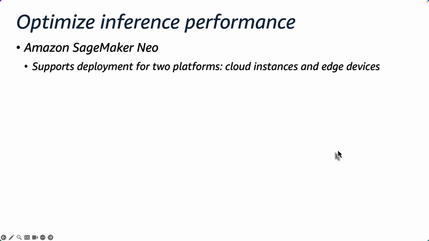SageMaker Neo is a capability of SageMaker to train your model once and then run the model anywhere in the cloud and at the edge. Neo is tested with computer vision models available in the model zoos across the frameworks. SageMaker Neo supports compilation and deployment for two main platforms, cloud instances and edge devices.